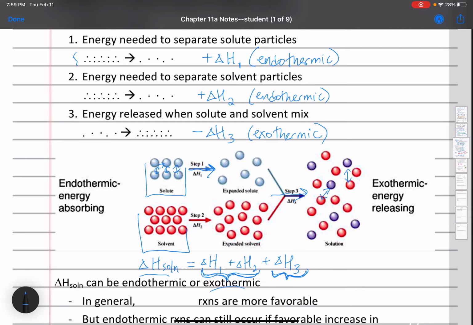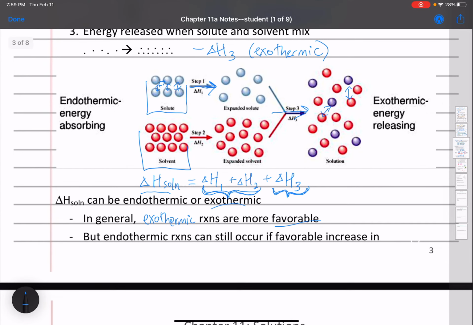In general, exothermic reactions in chemistry are more favorable. And we'll really get into that when we talk about thermodynamics. But exothermic reactions are more favorable. They tend to happen more spontaneously. So it's more common to have these exothermic solutions than endothermic solutions. But endothermic solutions will still occur if there is a favorable increase in entropy, in randomness.